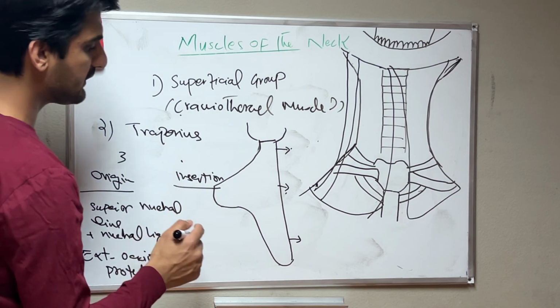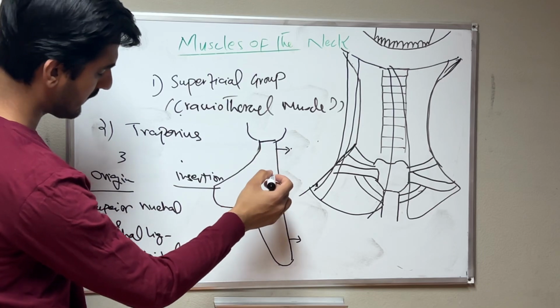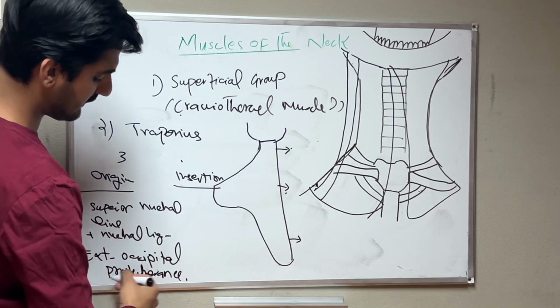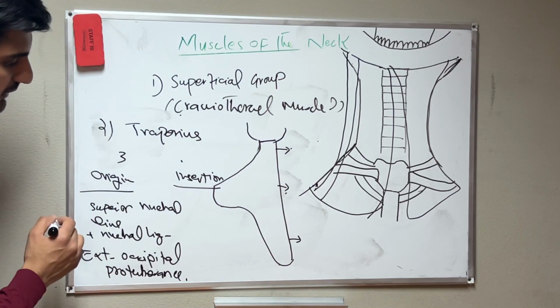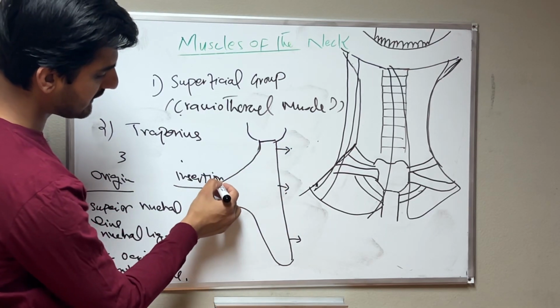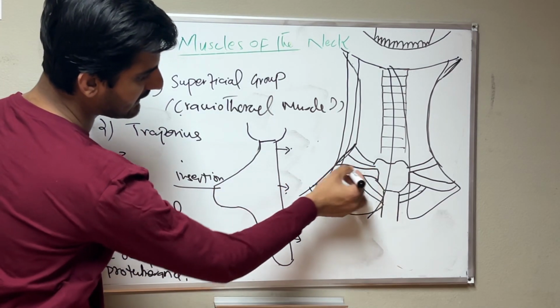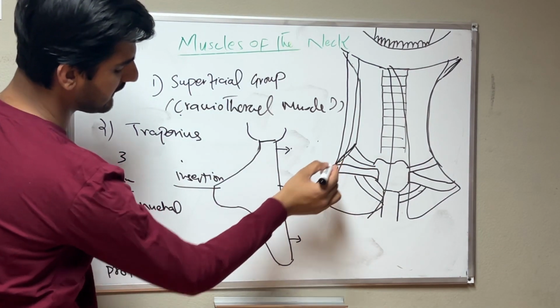Okay, and inserted where? First part. If you inserted from where? Here. Okay, we talk about only the first part, the first superior part. Then this superior part is inserted to where? If you remember the acromial end of the clavicle here, this is the sternal end and here is the acromial end. This is inserted here.